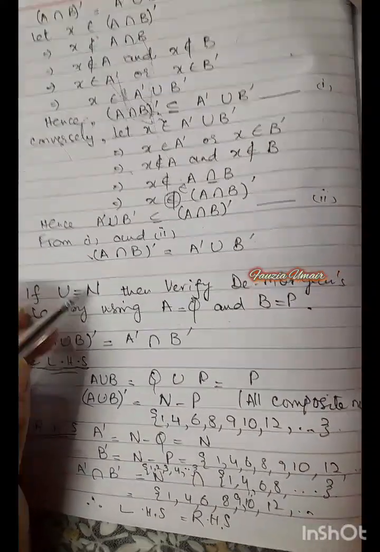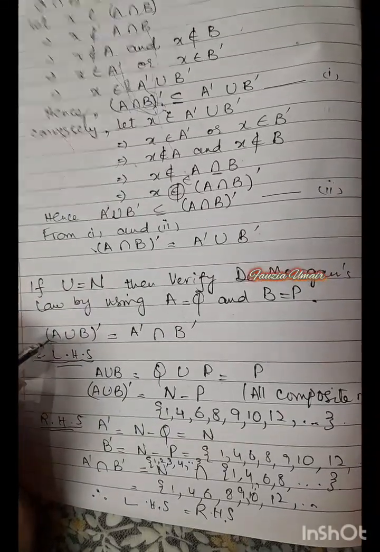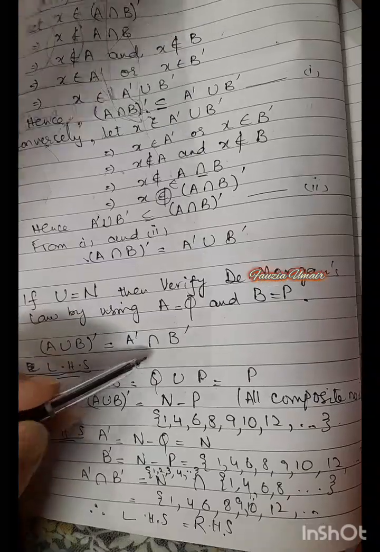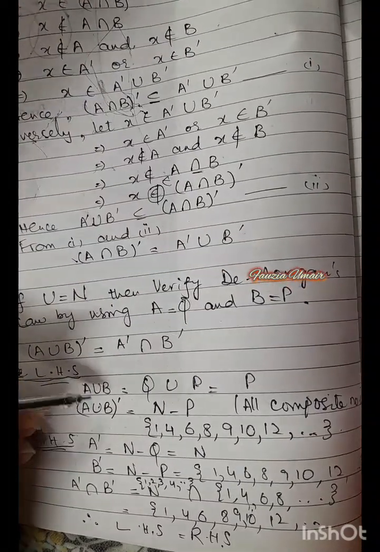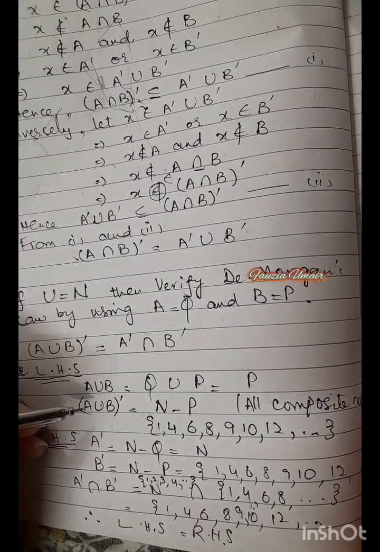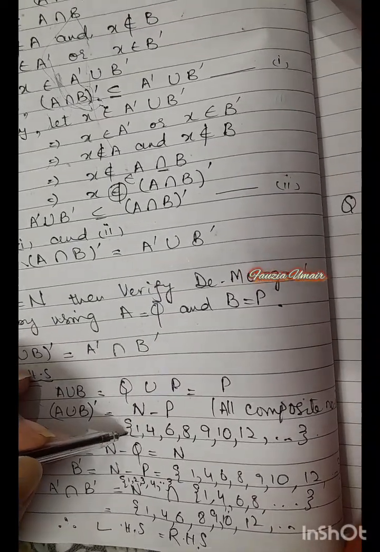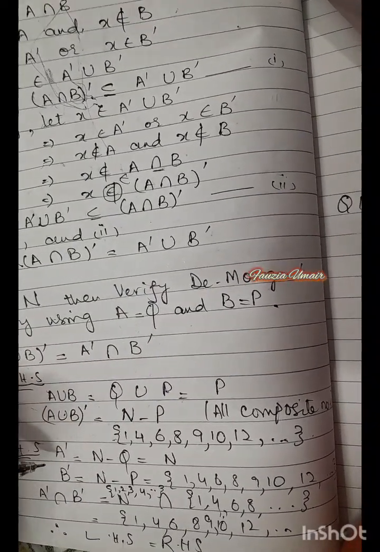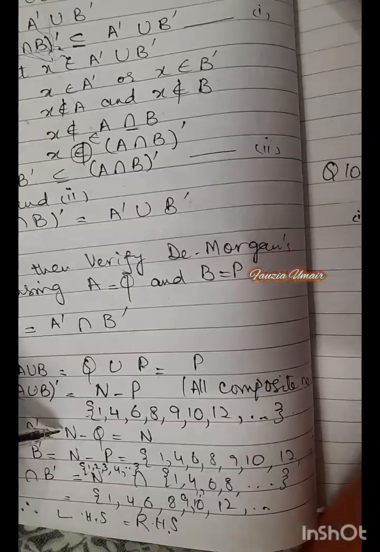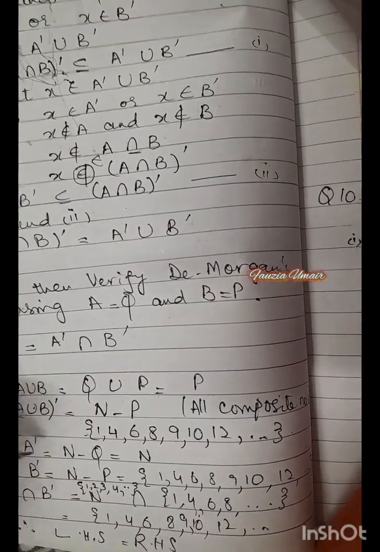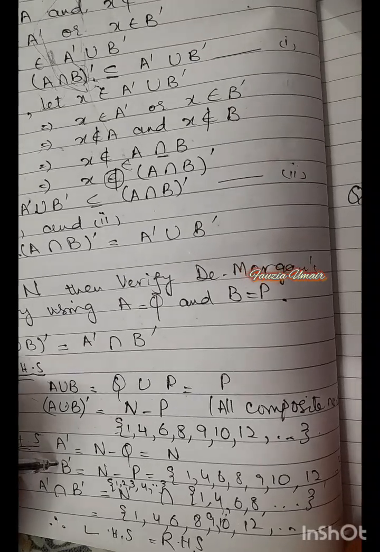This time the values are given. U is equal to N, N meaning natural numbers. A is the empty set and B is equal to P, P meaning prime numbers. So let's see, we have to prove the first part of De Morgan's law. A union B would be P and (A union B) complement would be N minus P. Now N minus P are basically all the composite numbers because prime numbers are subtracted.